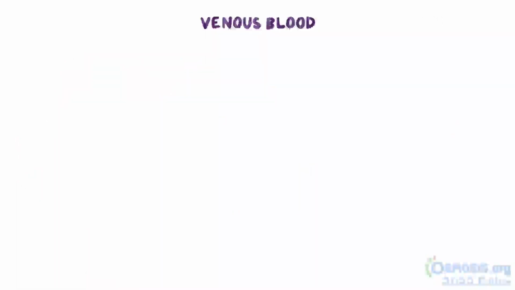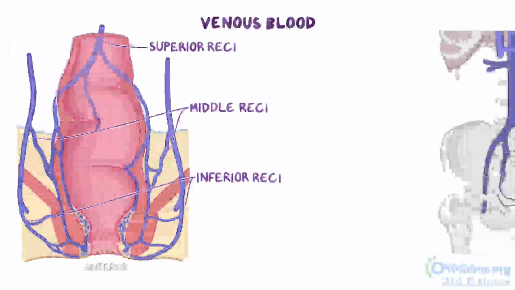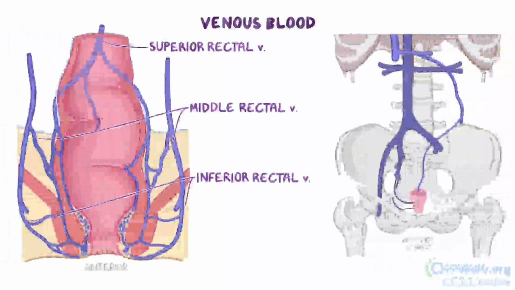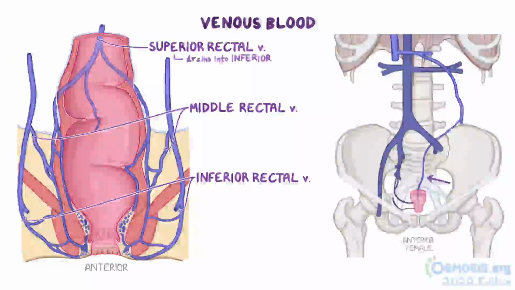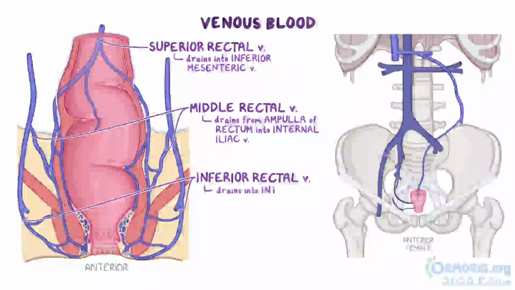Venous blood from the rectum drains into the three main tributaries, the superior, the middle, and the inferior rectal veins. The superior rectal vein drains into the inferior mesenteric vein, which is part of the portal circulation. The middle rectal vein drains blood from the ampulla of the rectum into the internal iliac veins, which are part of the systemic venous system. Finally, the inferior rectal veins drain into the internal pudendal veins, which drain into the internal iliac veins, which, again, are part of the systemic venous system.